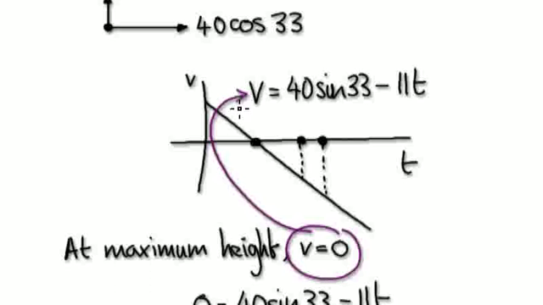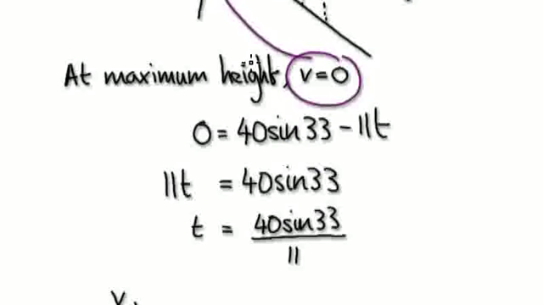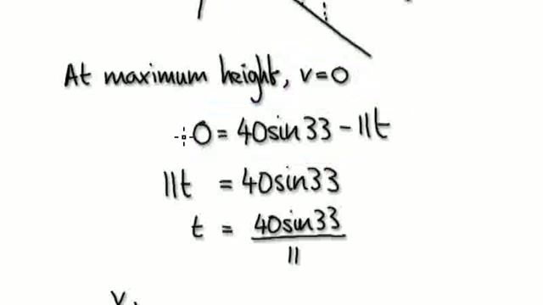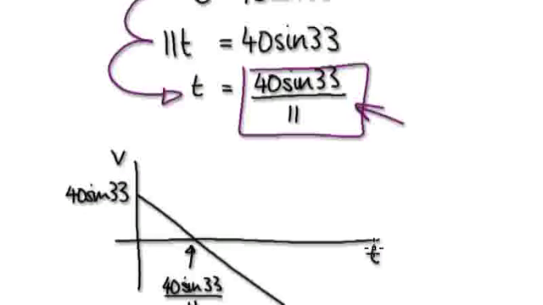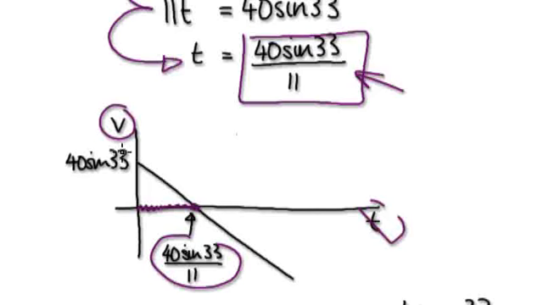So put the zero into this formula here. When you put zero into here, it will become this. And then rearrange to find out t. So t, the time it takes to get to maximum height, would be this. So your velocity time graph now looks like this. You know the time it takes to get to maximum height here is given by this.